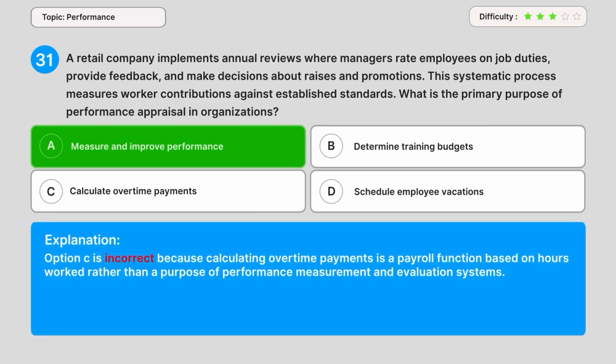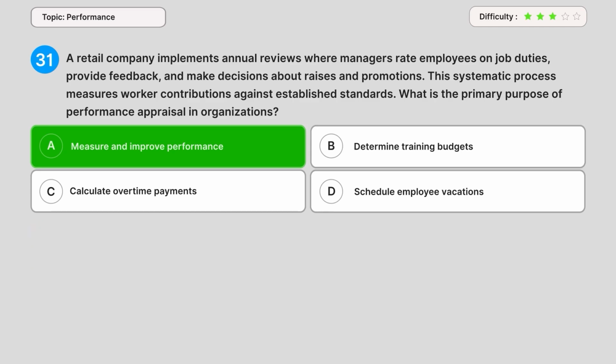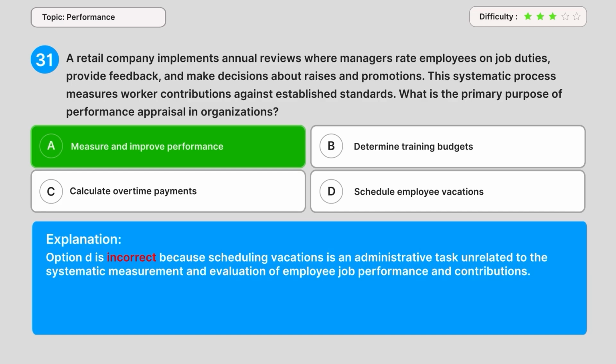Option C is incorrect because calculating overtime payments is a payroll function based on hours worked rather than a purpose of performance measurement and evaluation systems. Option D is incorrect because scheduling vacations is an administrative task unrelated to the systematic measurement and evaluation of employee job performance and contributions.